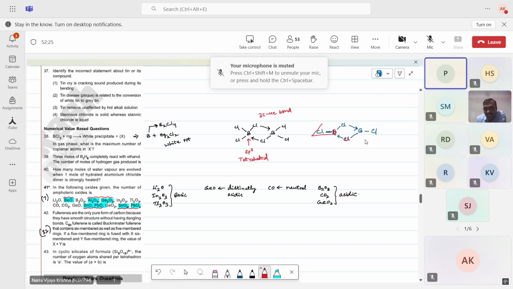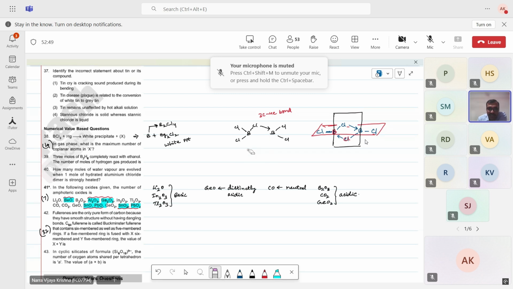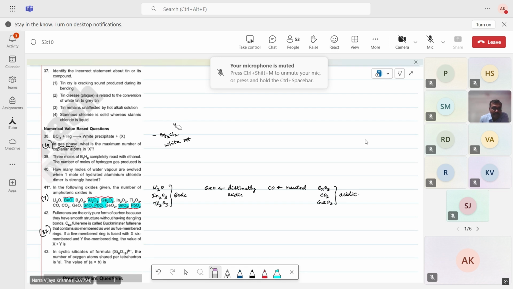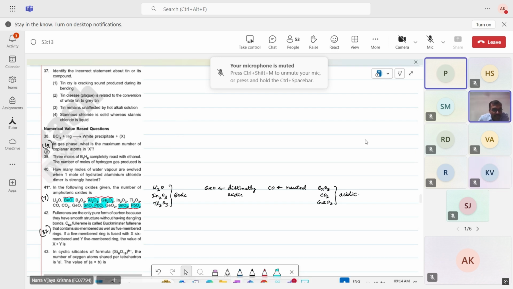Yes, sir. Now, if I consider this horizontal plane, how many? In the horizontal plane, how many? 4, sir. In the vertical plane? Again 4. So the answer is 4 only. Because they are giving, I am talking about B2Cl6, but we have to get a compound that is B2Cl4 only, the correct one. That's why they have given this statement: gaseous phase. Correct? Yes, sir. Next.